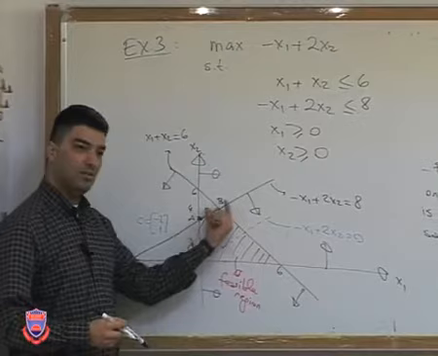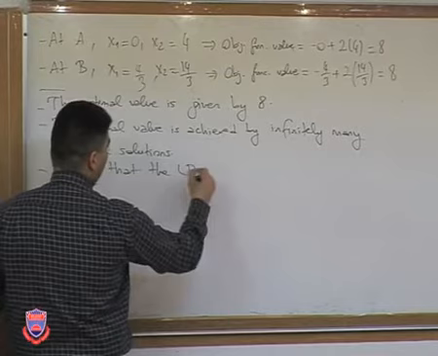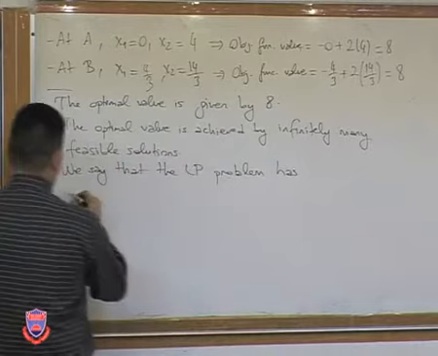So in this case, we say that the LP problem has alternate optimal solutions. Alternate, or sometimes we say multiple optimal solutions.